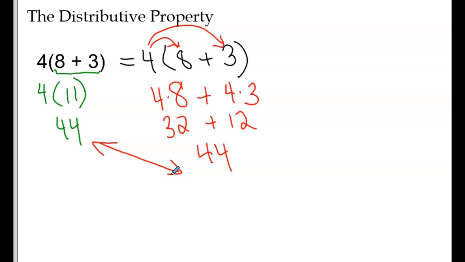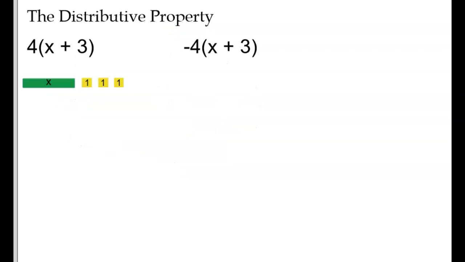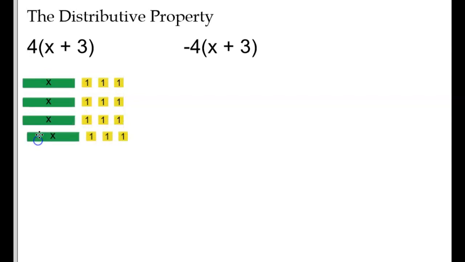It's much easier to do it the first way, but when we get to algebraic expressions like this is where the distributive property can help us. So let's look at this 4 times this quantity, x plus 3. With my model here, I have my x, and then I got 3 positive units. So that's x plus 3, and I need 4 groups of this. So this is what 4 groups of x plus 3 looks like.